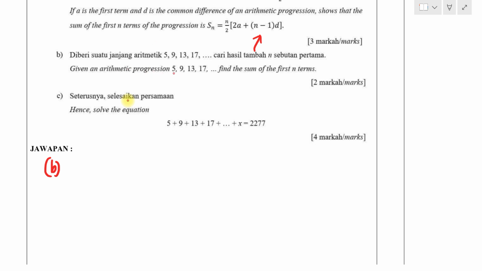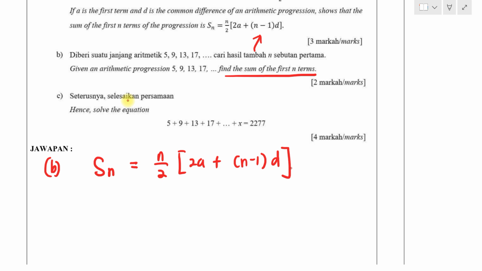Given an arithmetic progression 5, 9, 13 and 17, find the sum of first n term. Easy question. They ask the sum of first n terms. Sn equals to n over 2 times 2a plus n minus 1 d. D, what is it? We don't know, we will calculate later. n we don't know. A we know. A is 5. Is it GP or AP? AP, okay. Plus n minus 1 D. D is 9 minus 5, which is 4.